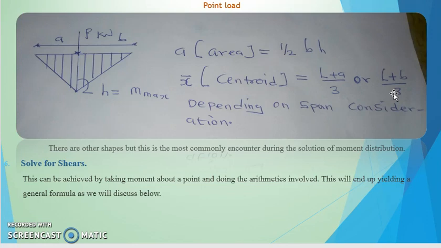I think you have to arm yourself well with these formulas so that while we are doing the main job and the main work, you will not get lost in the teaching. Depending on the span consideration, there are other shapes, but this is the most commonly encountered during the solution of moment distribution. I'm talking about the hemispheric and the triangular shapes we have just seen. Then the sixth one is solving for shears. This can be achieved by taking moments about points and doing the arithmetic involved. This will end up yielding a general formula as we will discuss below.